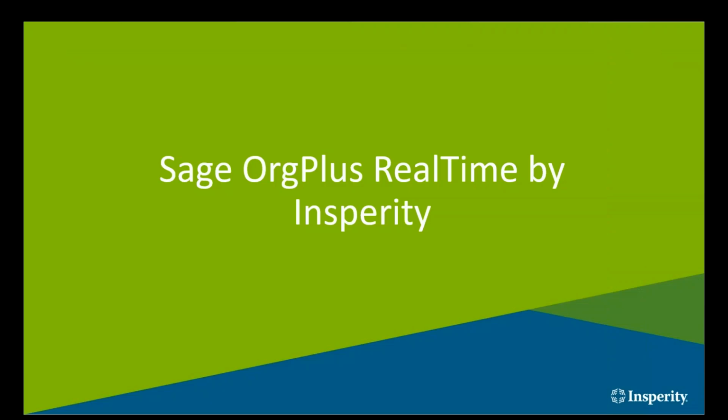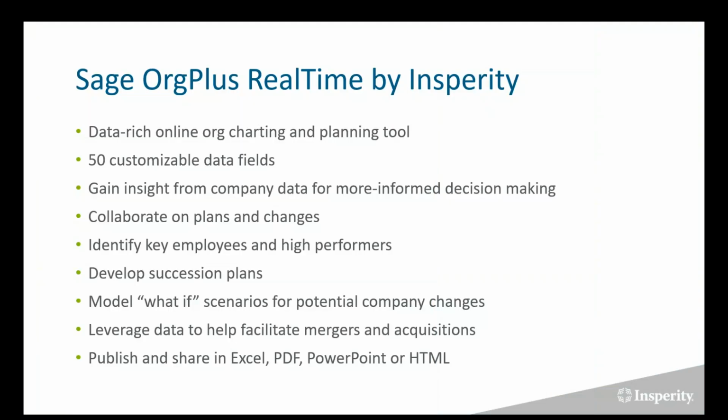So we're going to get into what is OrgPlus RealTime by Insperity. OrgPlus RealTime is the world's number one organizational charting software. Insperity OrgPlus helps you build a solid organizational structure that ensures your workforce is aligned and set up for success. Web-based organizational charting software can help you model and plan for changes as well as track key metrics in real time so you can be sure that your people and business goals are always aligned.